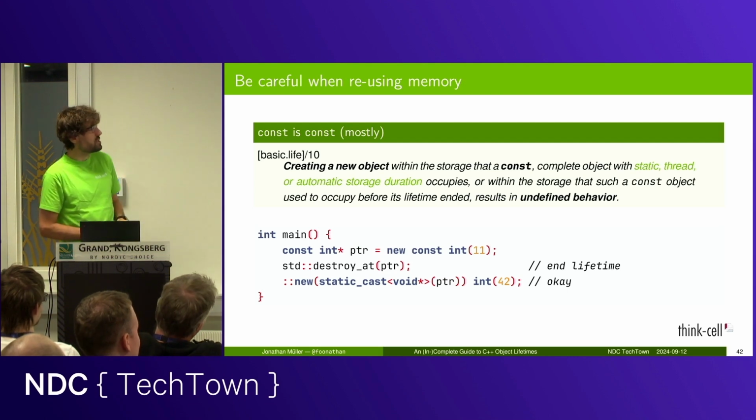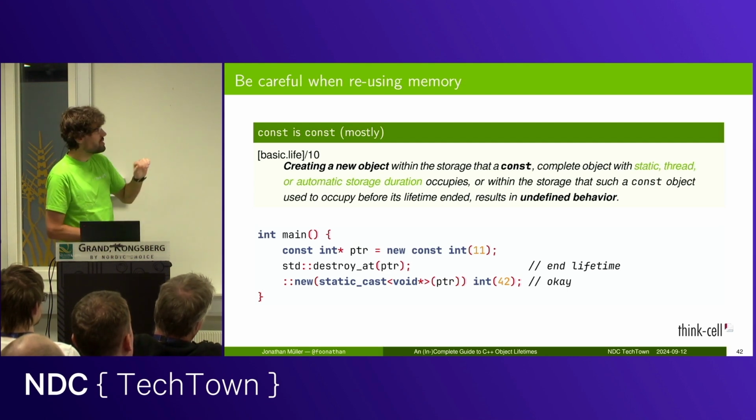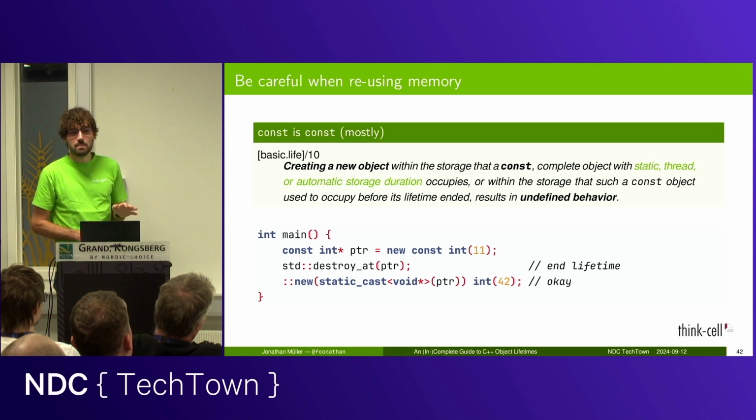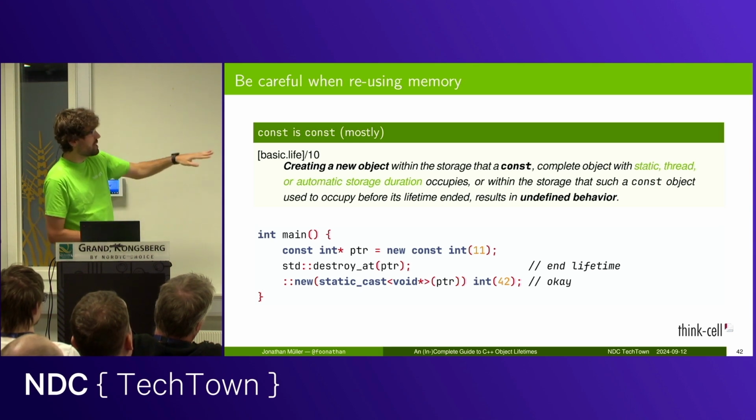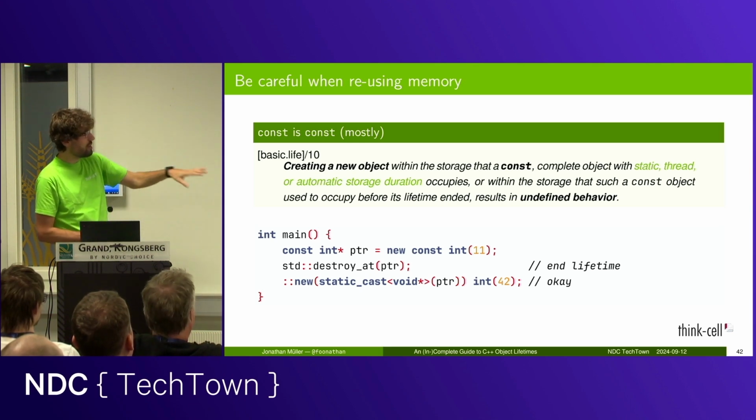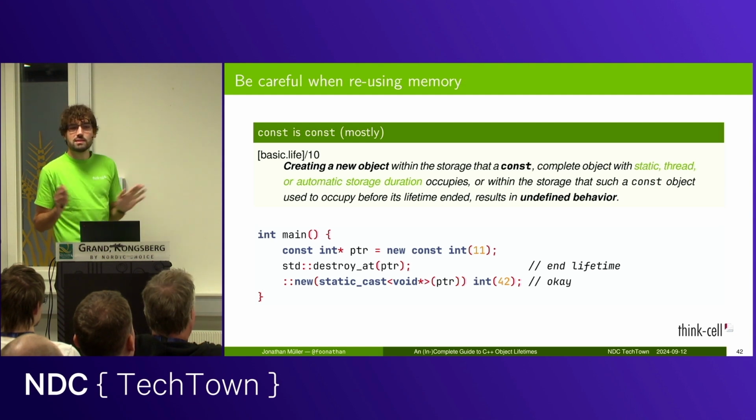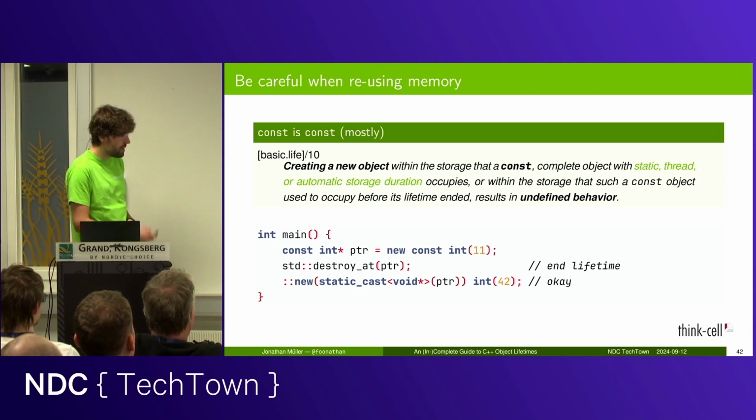Only for static, thread, and automatic storage duration. So if you've got a constant on the heap, this is totally fine. Like we allocated a constant on the heap, we destroy it, and then we put something new in its place. Const on the heap doesn't mean anything, which is interesting.